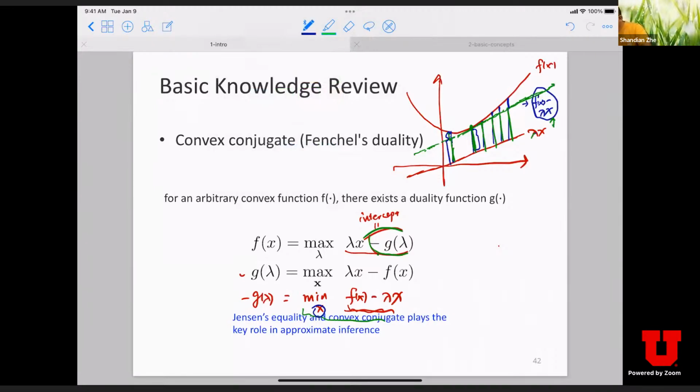And at this point, let me denote it by x star. Your f of x star subtracted by lambda x star is the minimum, right? So now you tell me, what does this minimum value represent?